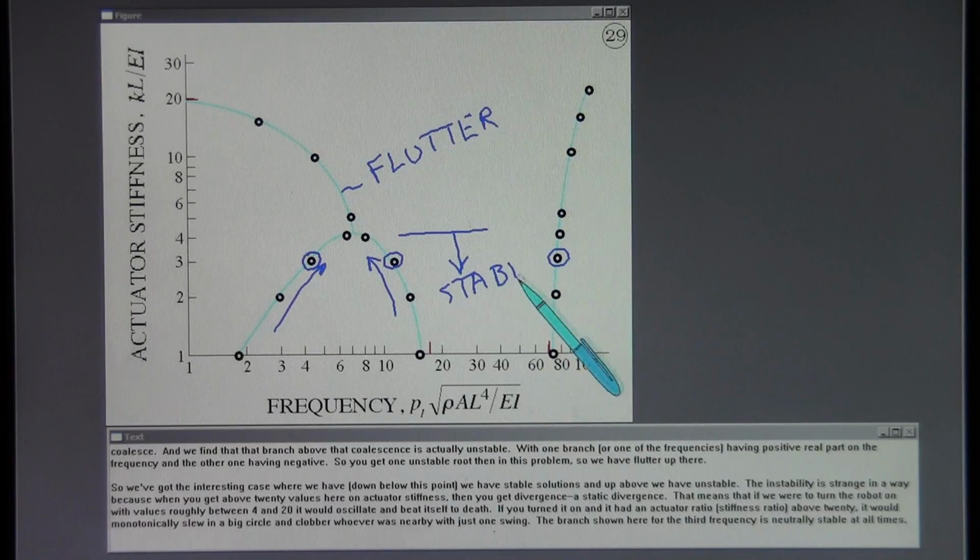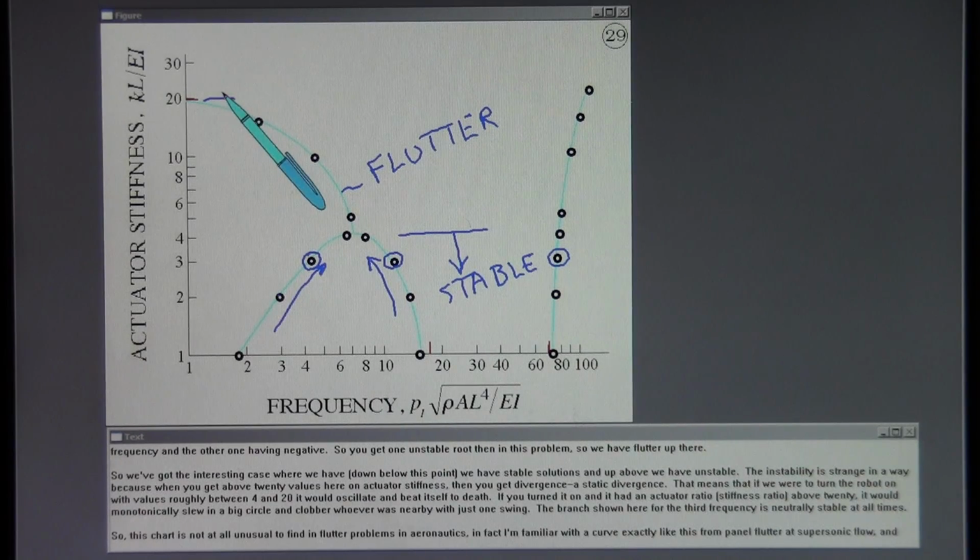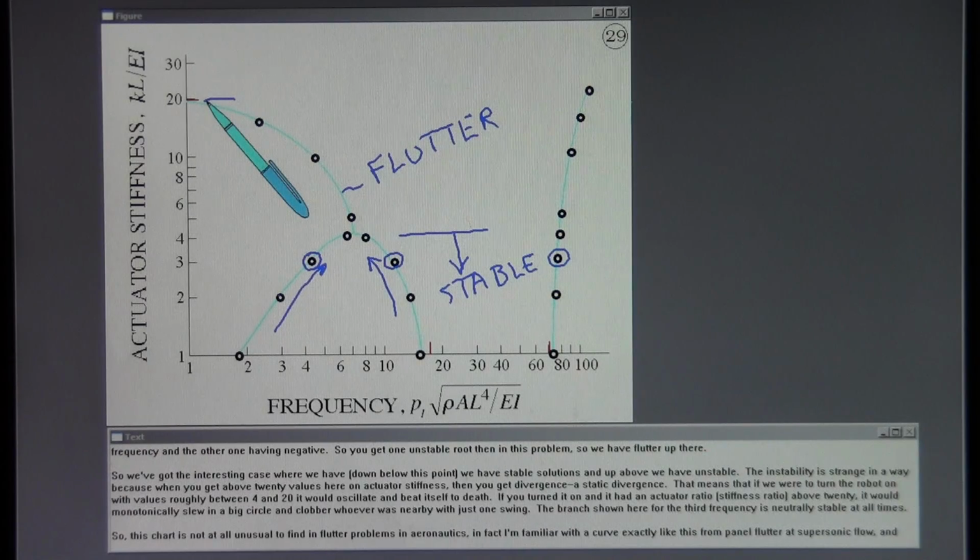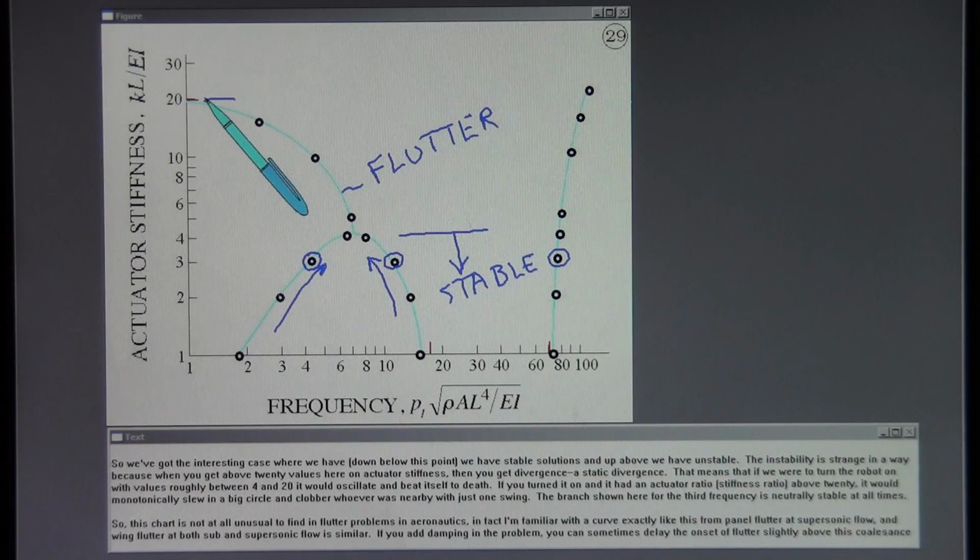The instability is strange in a way because when you get above 20 values here on actuator stiffness, then you get divergence, a static divergence. That means that if we were to turn the robot on with values roughly between 4 and 20, it would oscillate and beat itself to death. If you turn it on and it had an actuator stiffness ratio above 20, it would monotonically slew in a big circle and clobber whoever was nearby in just one swing.